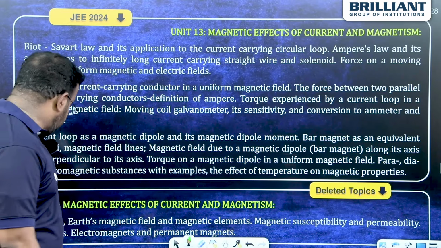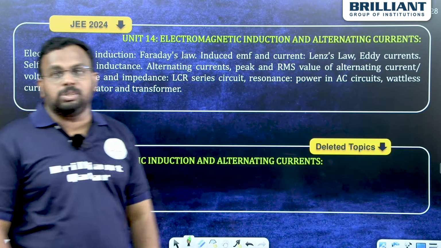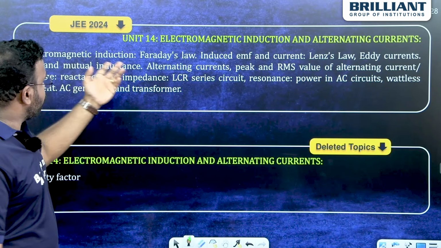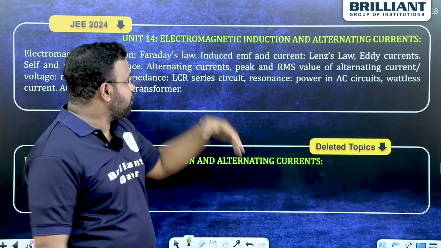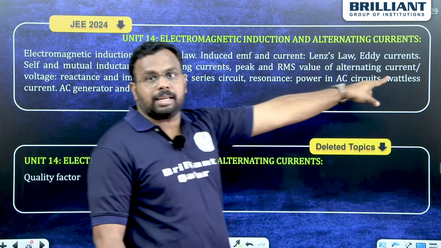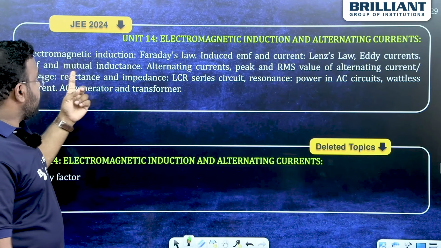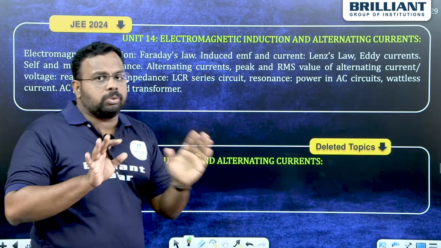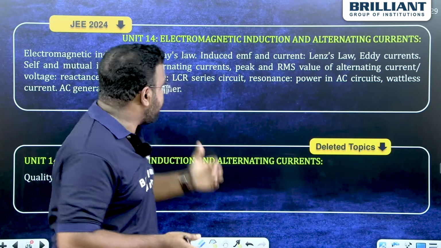Now unit number 14, it's electromagnetic induction and alternating current AC, another important unit. Check electromagnetic induction. What is electromagnetic induction? Faraday's law, both the laws, statement and the idea, induced EMF and current, expressions, Lenz's law, important, eddy currents are included. Self and mutual inductance, you know, it's a lengthy thing, lot of concepts are there, lot of questions are there, you need to practice everything.